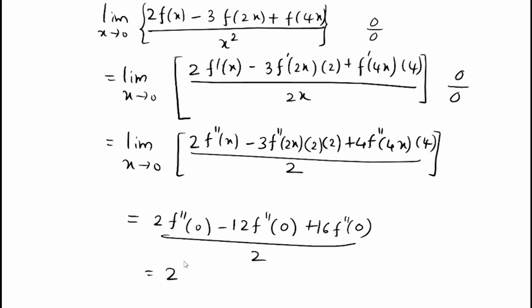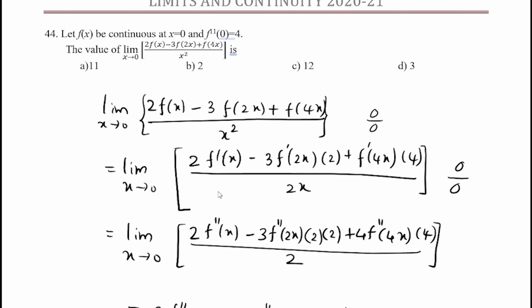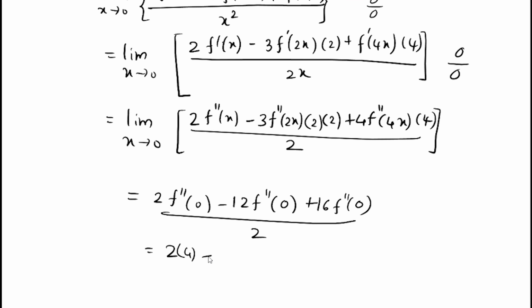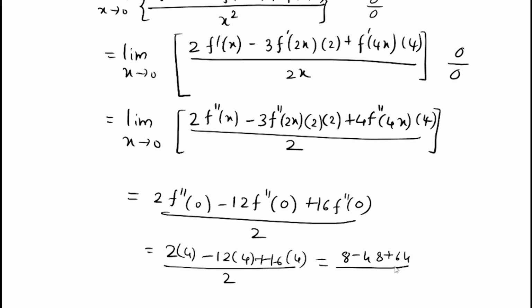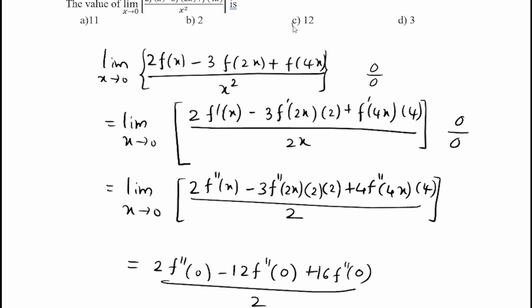That is 2. But f double dash 0 value is given. F double dash 0 value, put it. How much is it? F double dash 0 value is 4. So f double dash 0 value 4, let us substitute. F double dash 0 is 4: 2 into 4 minus 12 into 4 plus 16 into 4, divided by 2. Simplify: 8 minus 48 plus 64 divided by 2. How much? Minus 40 plus 64, 24 divided by 2, that is 12. So limiting value is 12. Is option there? Yes. Option C is the right answer.